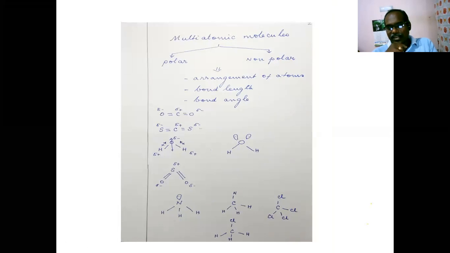What we have explained earlier is in the case of a diatomic molecule. What is a diatomic molecule? You should understand what is atomicity of a molecule. The number of atoms present in the molecule is called the atomicity of the molecule. A diatomic molecule means the molecule contains only 2 atoms.